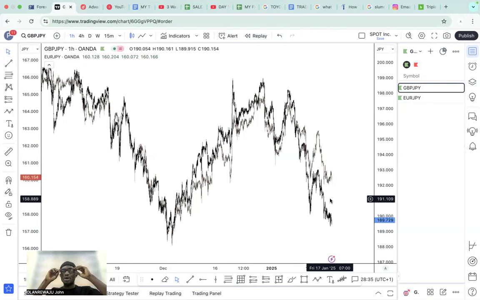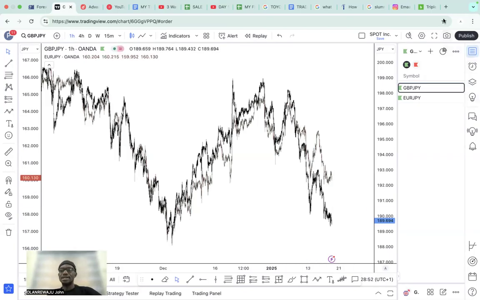Okay, you may want to be cunning and say that if that's the case, I'll buy GJ and sell EJ. One will make profit, one will end in loss. Well, if you can carve a strategy around that, fine. But the market is not that simple.